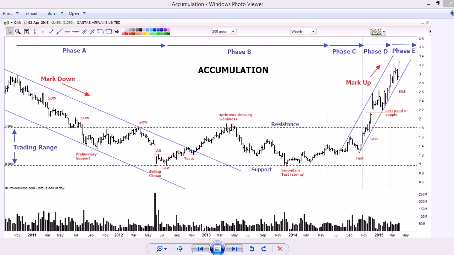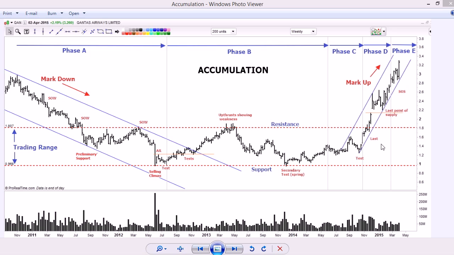In phase D we get this final move up through resistance on wider spreads and higher volume, and we get the dominance of demand over supply. We can see these signs of strength going up through there. Okay, and any pullbacks are usually on lower volume. Indeed here, we sometimes see this in phase C, or usually, sorry, in phase D, we see this last point of supply coming in.